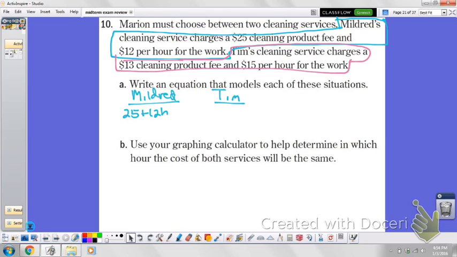Tim has a flat rate of $13, then plus $15 per hour. We're going to use our graphing calculator to help determine which hour the cost of both services will be the same. So you need to take each of these expressions, go to y equals, graph them, and to find when the cost of both services will be the same, you have to find the intersection of those two lines. And the intersection of those two lines, whenever you graph them, they will intersect at 4 hours.